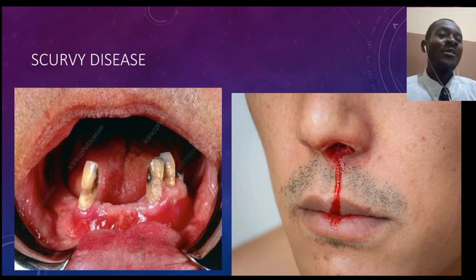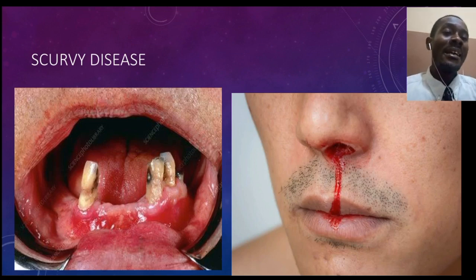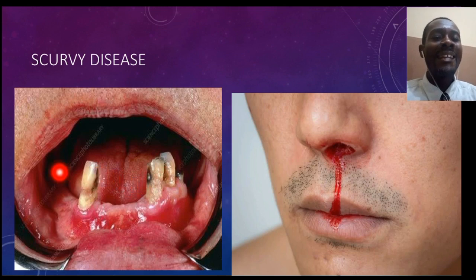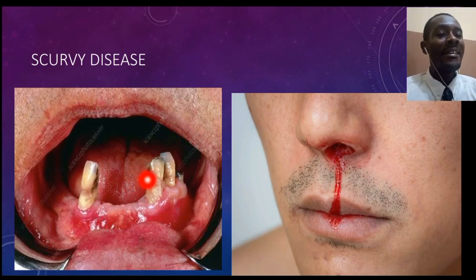As a result of the teeth loosening, the person, if not treated immediately and in a proper way, will begin to lose some of his teeth. You can see in this person, he has had a lot of teeth damage here and there. Almost 3 teeth are now remaining in the mouth. The rest have been damaged as a result of lack of vitamin C.